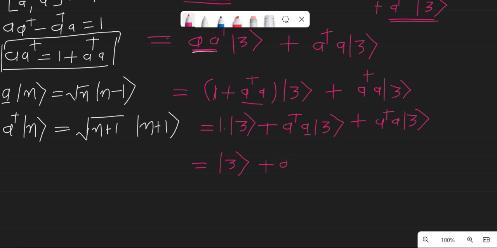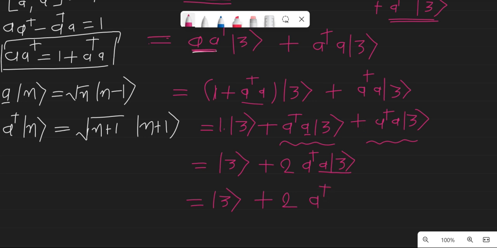first of all a dagger a on 3 state, a dagger on 3 state, so can we say that this is 2 times a dagger a operating on 3? I just did the summation. So you can see state 3 as it is plus 2. Now operate a on 3 state.